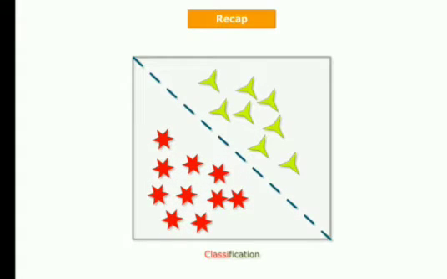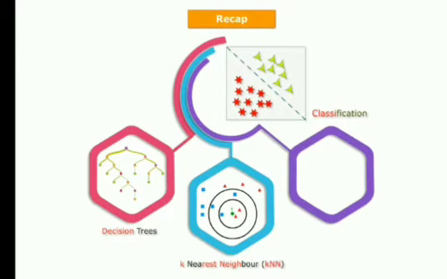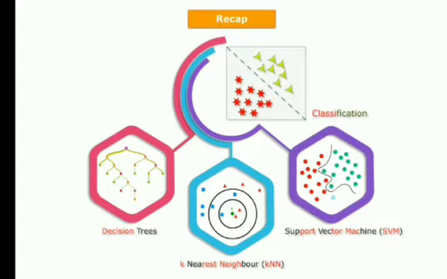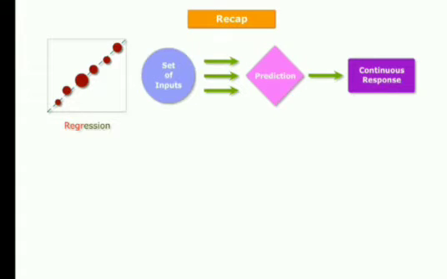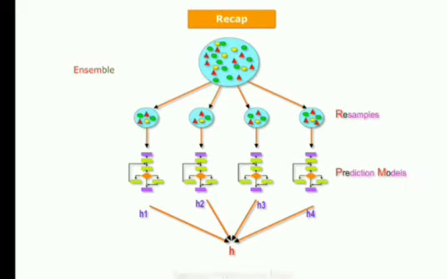In classification problems, computers group data together based on predetermined characteristics which they learn from the training datasets. Some commonly used techniques or algorithms to solve classification problems are decision trees, k-nearest neighbor or KNN, and support vector machine or SVM. In regression problems, the output is predicted as continuous response based on a set of inputs. These problems can be further divided into linear regression and logistic regression problems according to the need. We have also discussed some ensemble techniques which combine different algorithms to solve a supervised learning problem.